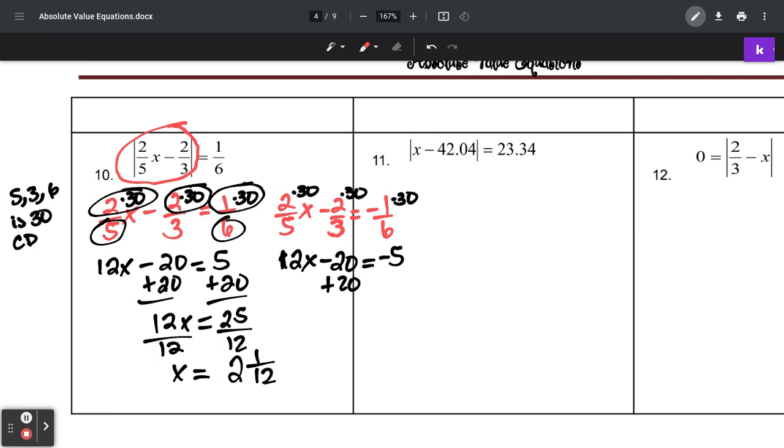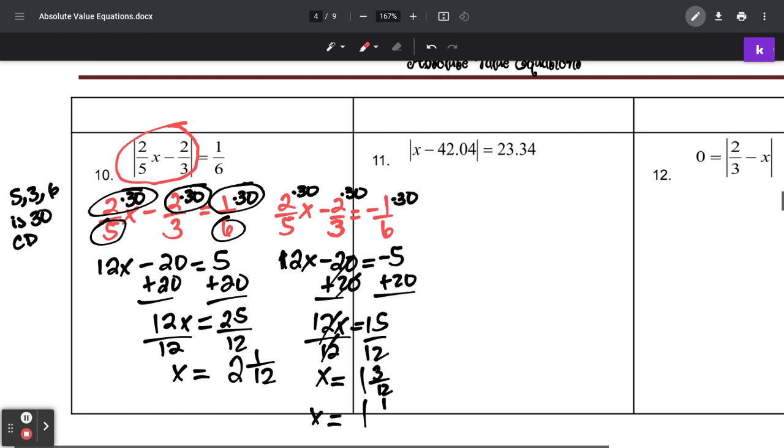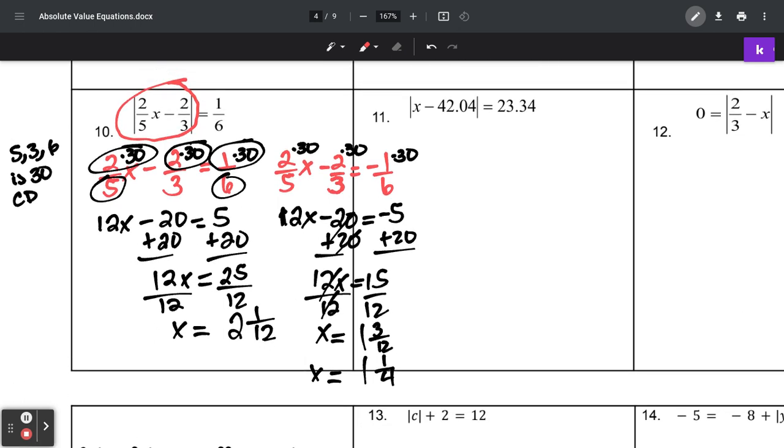Okay, let's take a look at this one. Let's add 20 to both sides. So 12x equals 15. Divide both sides by 12 there. How many groups of 12 can you get out of 15? That'd be 1, and then 3 will be left over. But I'm just going to write this as a simplified fraction, 1 and 1/4. So my two solutions are 2 and 1/12 and 1 and 1/4.